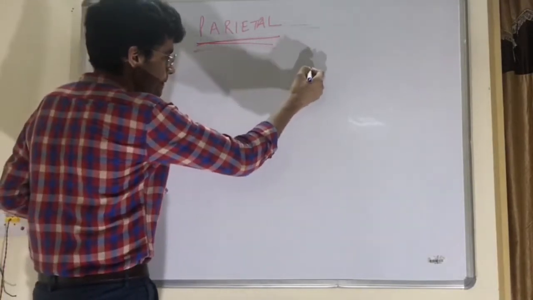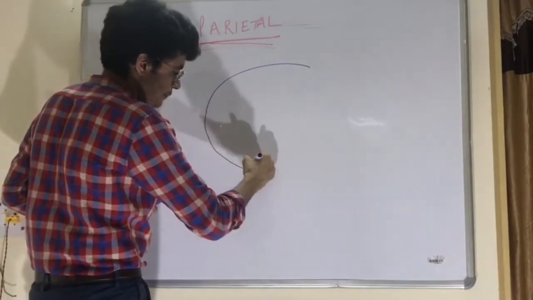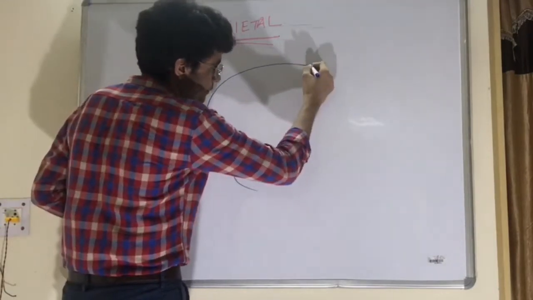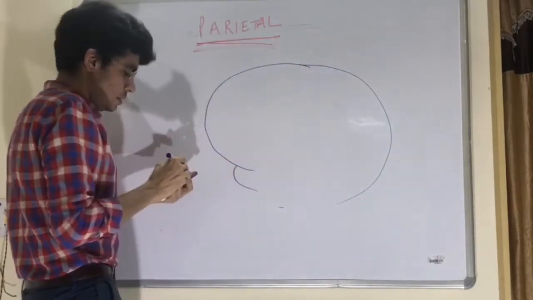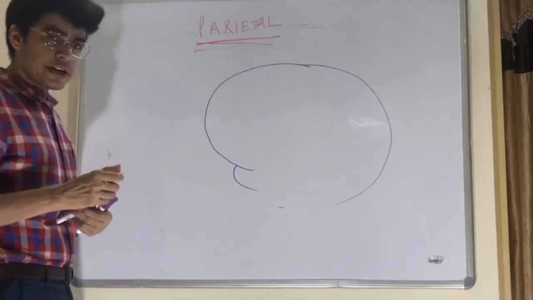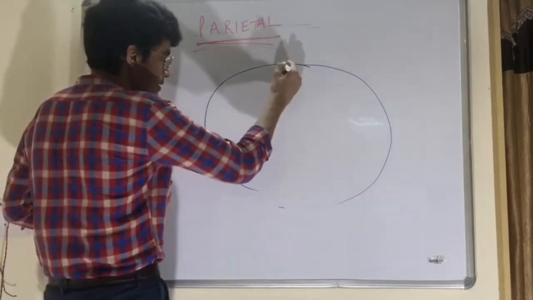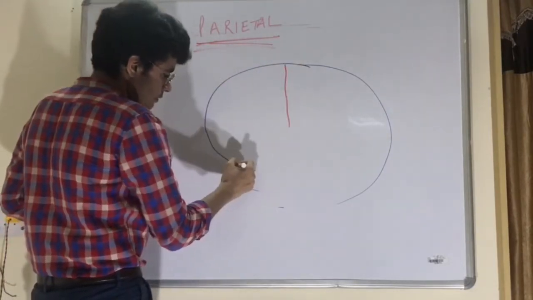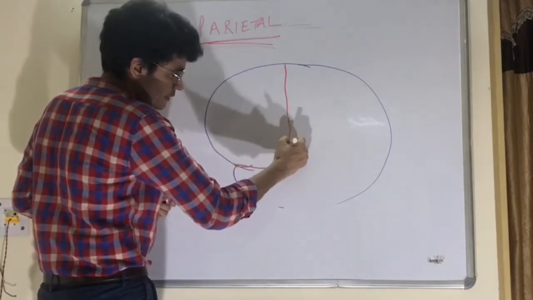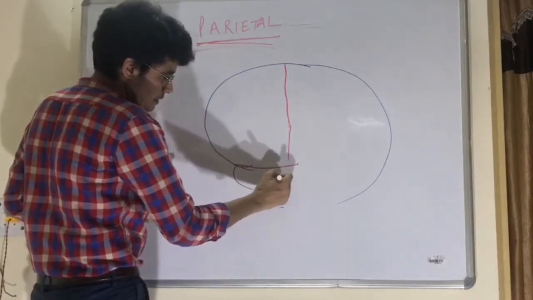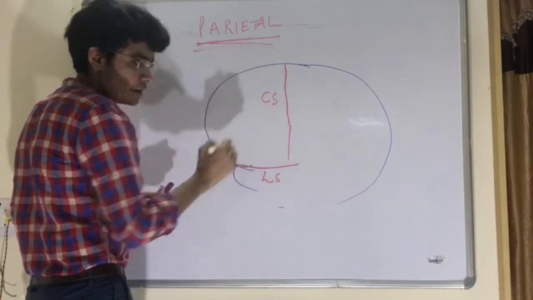cerebral hemisphere, say this part, on the lateral aspect prominently there were two sulci. One was the central sulcus, right? And the other one was the lateral sulcus of Sylvius. This is the lateral sulcus and this one is the central sulcus.